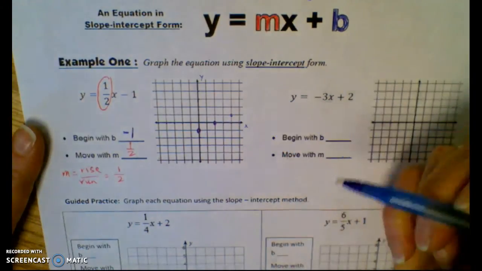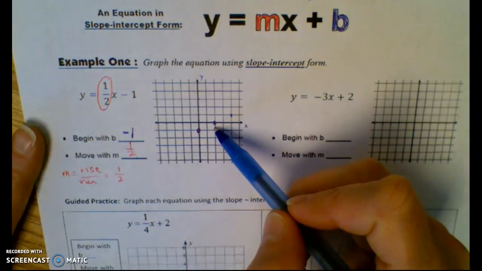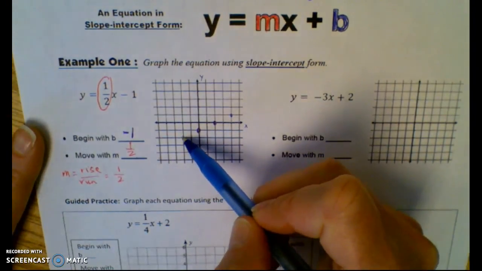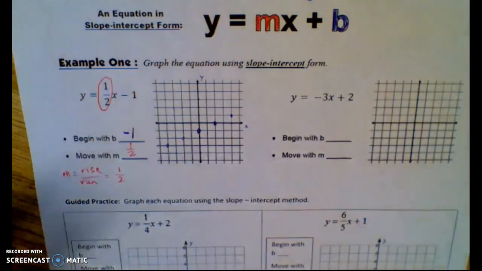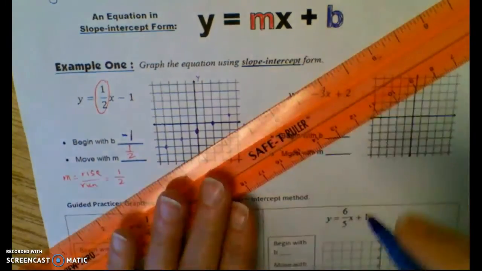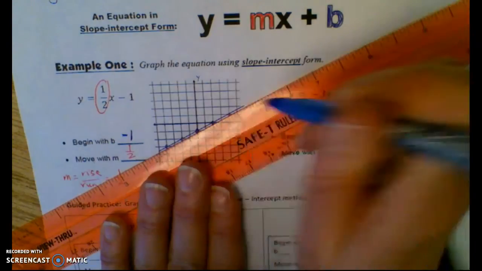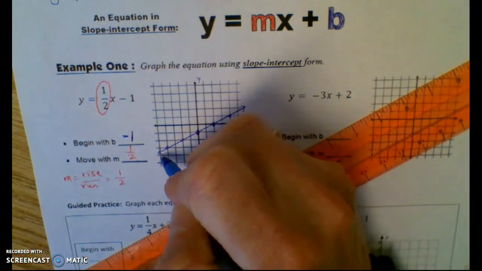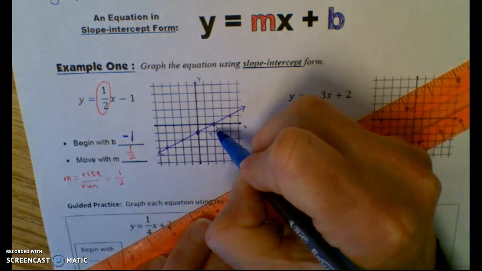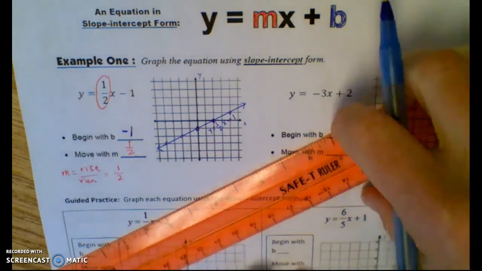You're eventually going to run out of room on the grid, so what you can do is reverse your pattern. You can go down 1 and you can go to the left 2 to get a couple more points. With your straight edge, you're going to connect your dots and then you're going to label. Keep in mind when you graph, you have arrows on both ends because a line continues in both directions, and you will always label your equation so we know what it is that you just graphed.